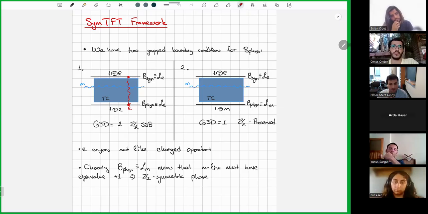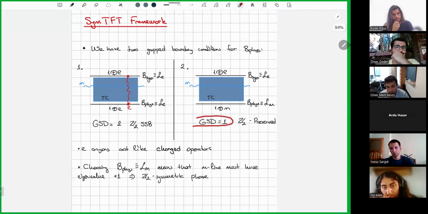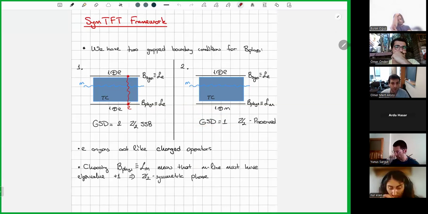Now, conversely, what I can do is choose the opposite boundary condition for the bottom. I can condense the M boundary here. What this means now is that there is no tunneling event that can take place. So actually, you can really write down the stabilizer and find its ground state subspace, and you'll find that the ground state degeneracy is just 1. And the interpretation for this is that this is the paramagnetic phase of a Z2 symmetric Hamiltonian. It's the Z2 preserved phase.